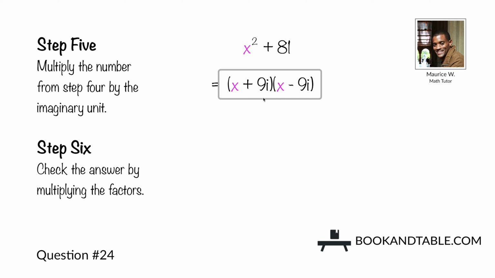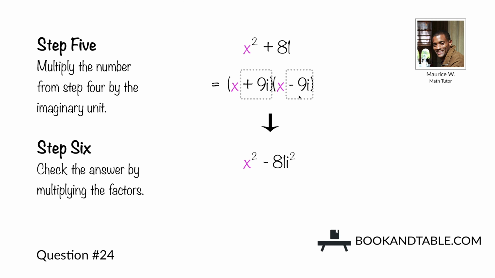In step 6, we will check the answer by multiplying the factors. The resulting polynomial must match the original polynomial. When we multiply the factors, we get x times x, which is x squared. x times negative 9i is negative 9xi. 9i times x is positive 9xi, which negates negative 9xi.